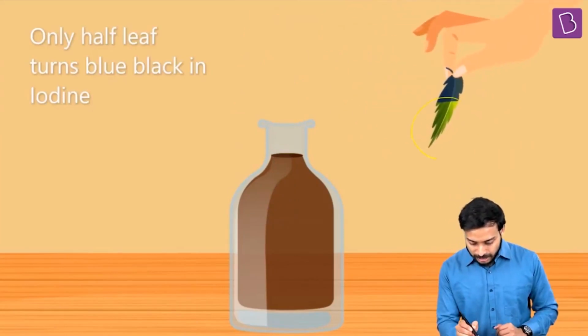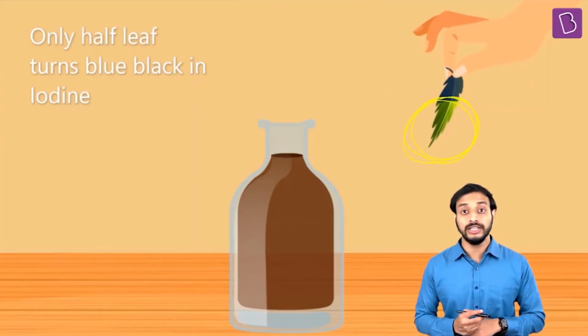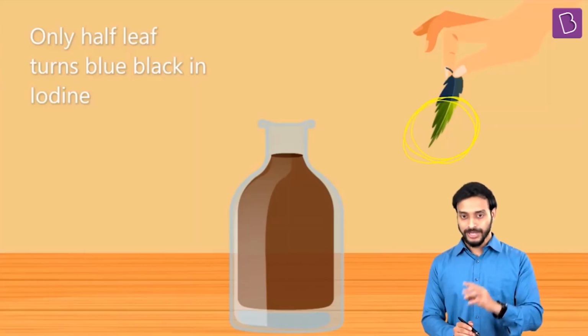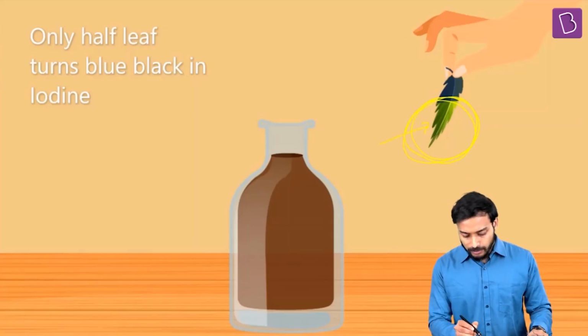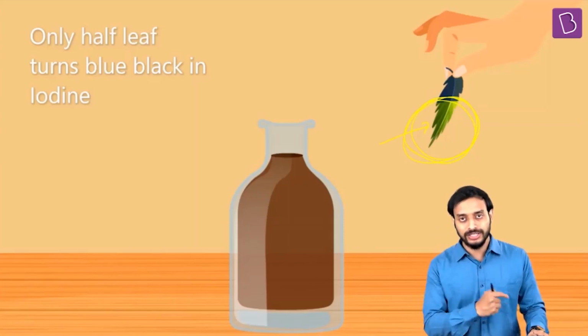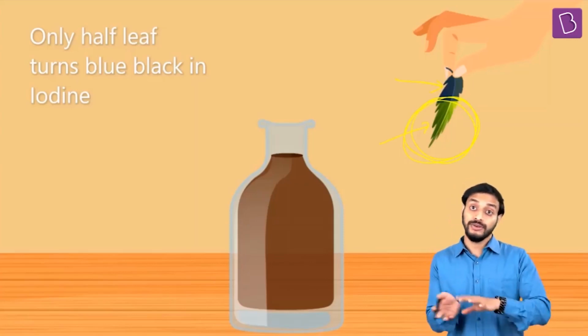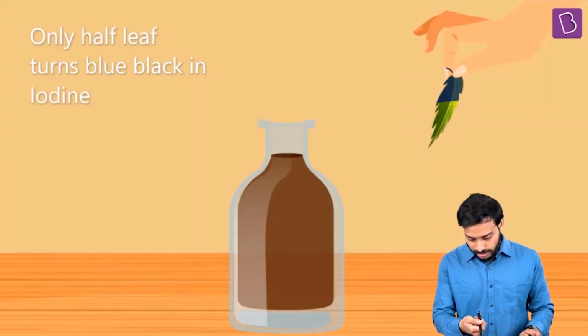What do you understand? Only half of it, this portion, is not giving the blue-black color. That means starch is not there. Yes or no? It's a starch test. So this is not giving blue-black color. That means starch is not here. Starch is not synthesized over here. But here it is giving a blue-black color. Starch has been synthesized. Now trace back. This portion, come on, rub it, clear.